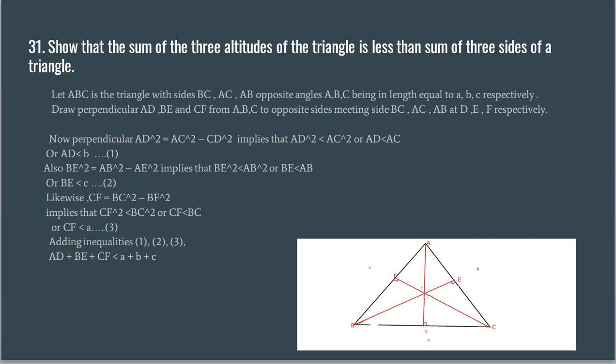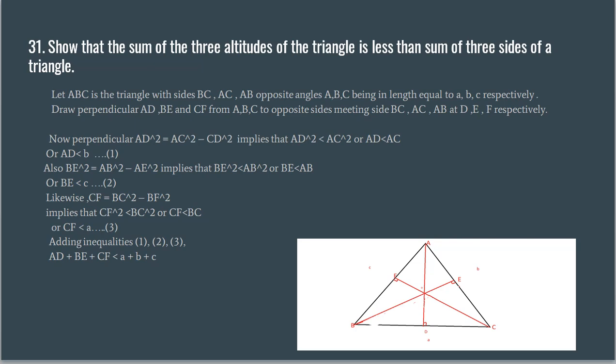Similarly, we have for triangle BEA, BE square is equal to AB square minus AE square, which implies BE square is less than AB square, BE is less than AB. Since the length of AB is c, we have BE is less than c. Similarly, for this triangle, that is CFB, we have CF square less than BC square, or CF is less than BC, or CF is less than a.